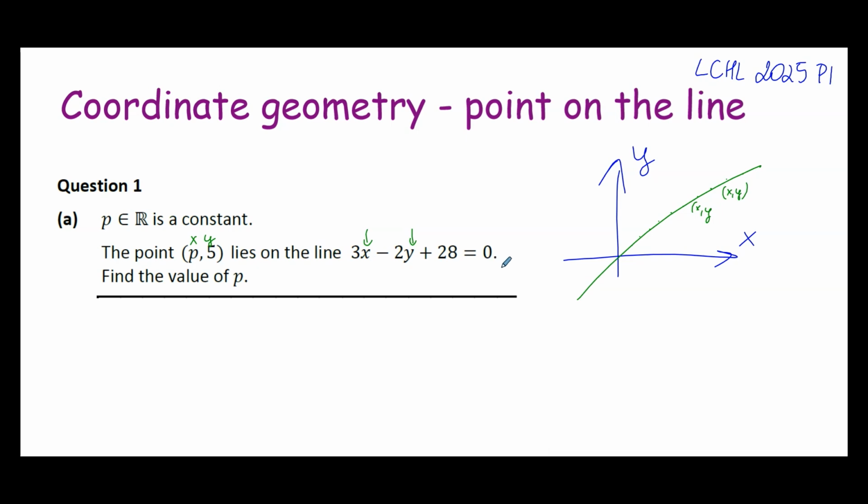So if I am looking at this equation, it has two letters, X and Y. I am looking for X, which is P, and therefore they give me the Y, which is 5. So all I'm doing is replacing X with P and Y with 5. And I have a very simple equation. I need to find the value of P.